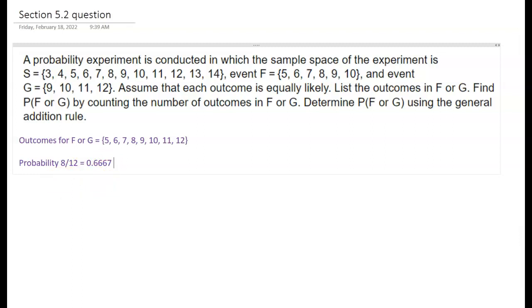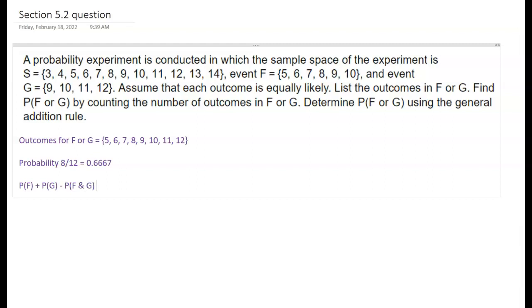And so it also asks to select which of the correct addition rules we're doing. Since we have places where they overlap, we're using the addition rule where we take the probability of F plus the probability of G, and we subtract the probability where they overlap.